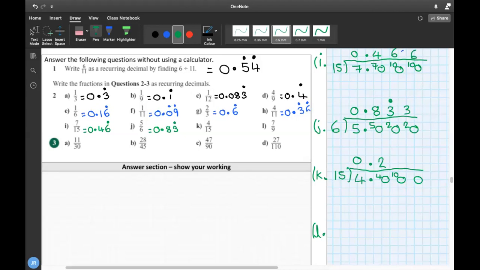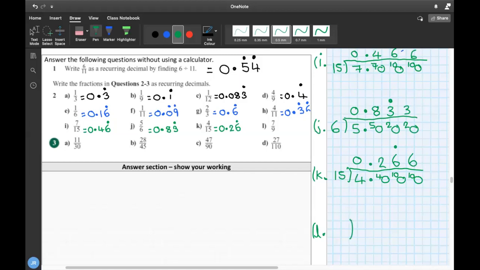And it's similar to, or was it question I? Now we can see we've got that 100 again. 15 times 6 gets you to 90. So then you've got a remainder of 10. And this will continue on and on. So we found 4/15. That's 0.26 recurring.